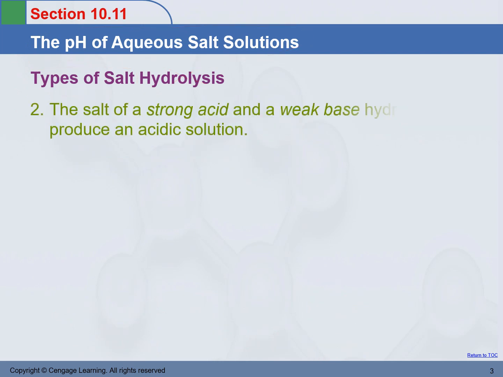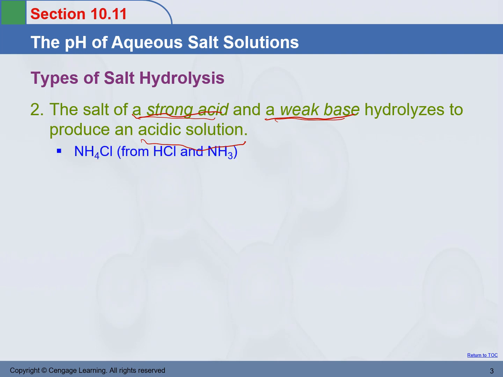The second category is the salt of a strong acid and a weak base. For this kind of salt, the solution of this kind of salt will be acidic. Not too hard to memorize, at least. Strong acid, weak base will make the solution acidic. Couple examples here.